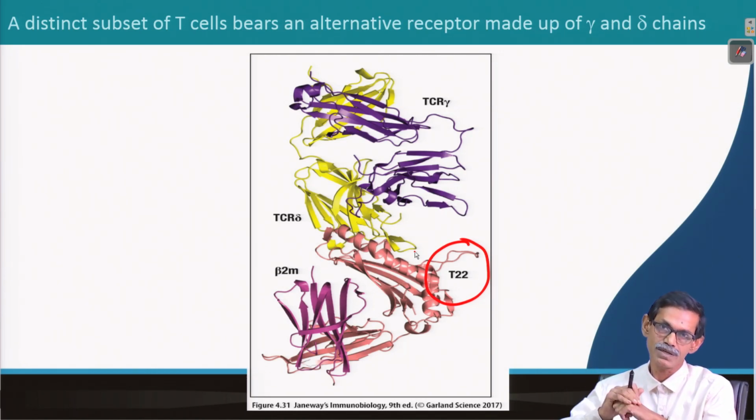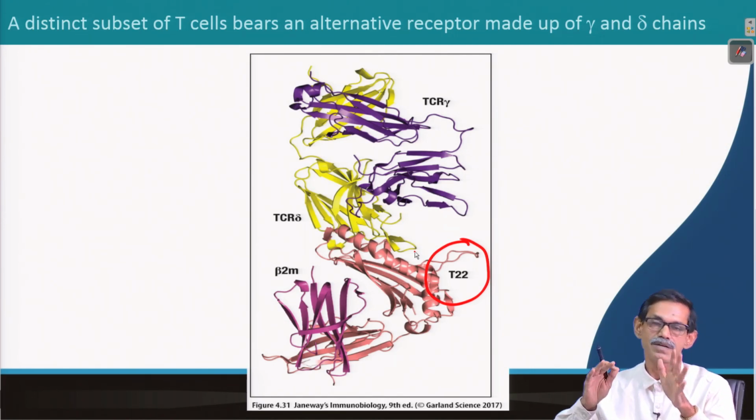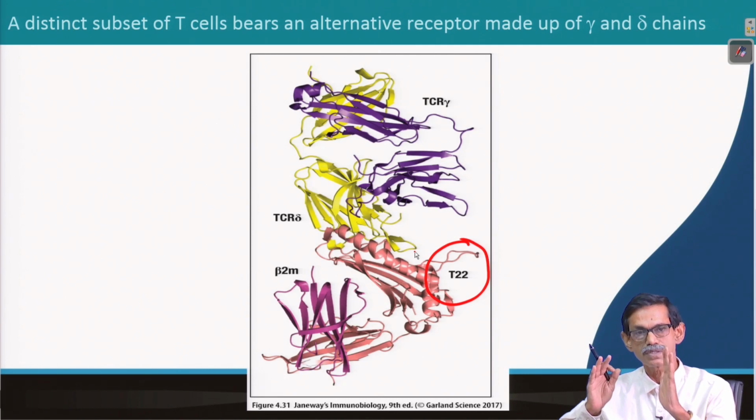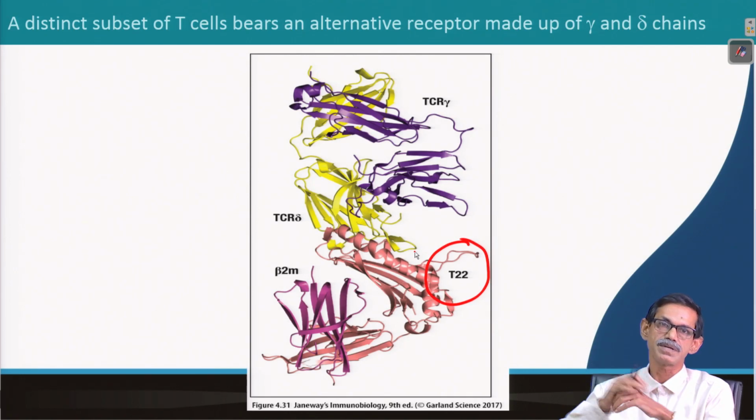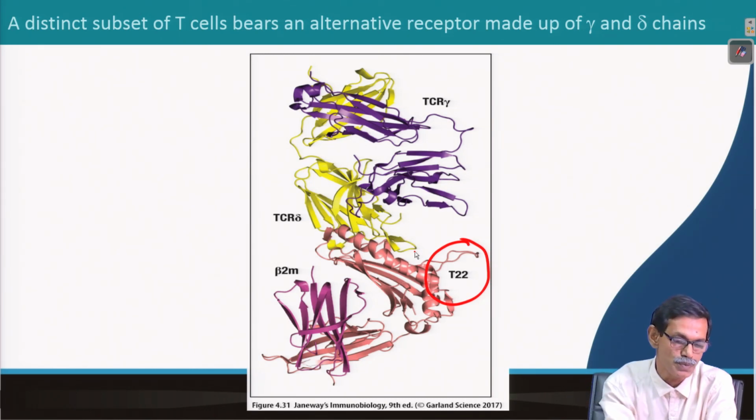But at this moment, only the alpha beta receptor concept is how the immune system is developed, and just for information you should remember that the gamma delta T cell receptor bears an alternative receptor made up of the gamma delta chain that can recognize different kinds of antigens, not the general antigen which is processed and presented by MHC 1 and MHC 2.